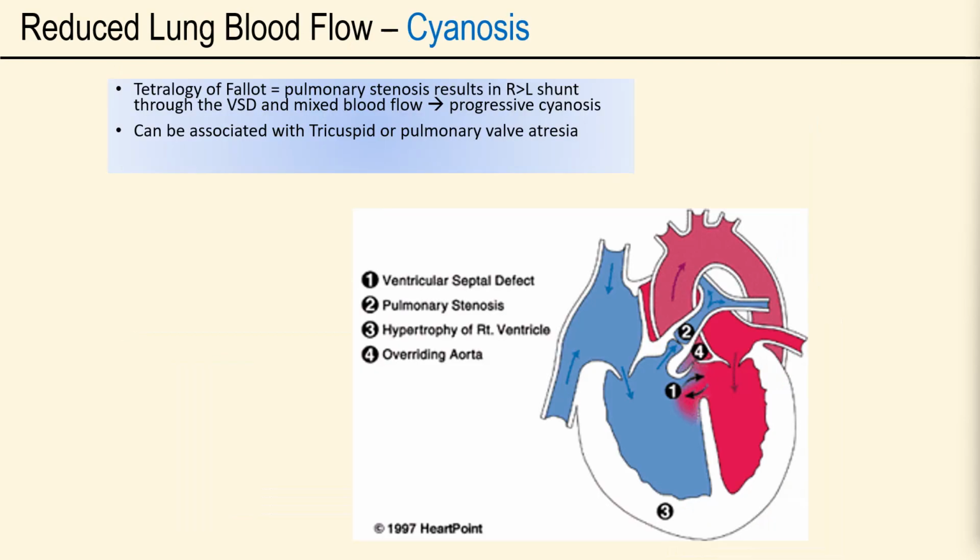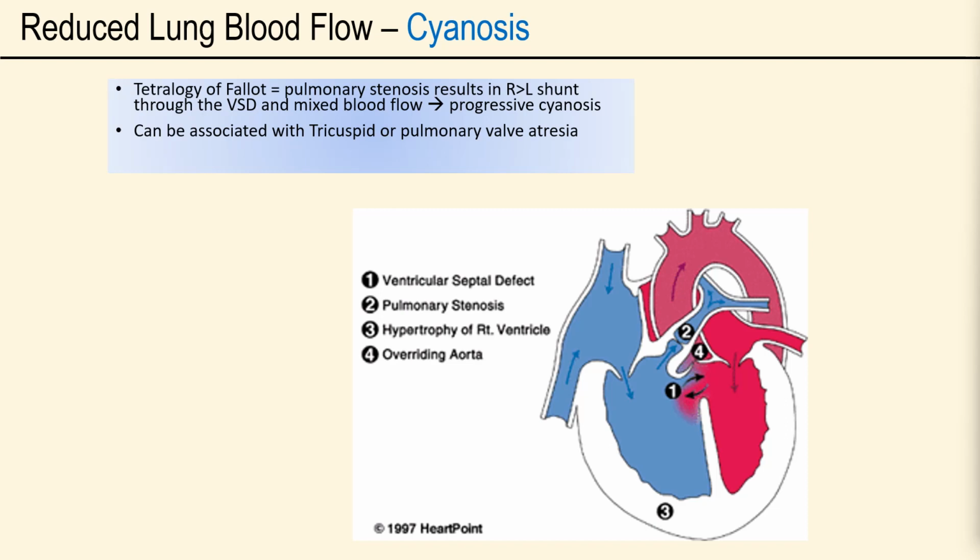So cyanotic congenital heart defects are those which result in decreased O2 saturation. Here we have an example of tetralogy of Fallot, which is an accumulation of 4 defects. The first is a membranous ventricular septal defect. We also have pulmonary stenosis, visible by the narrowing of the pulmonary trunk.